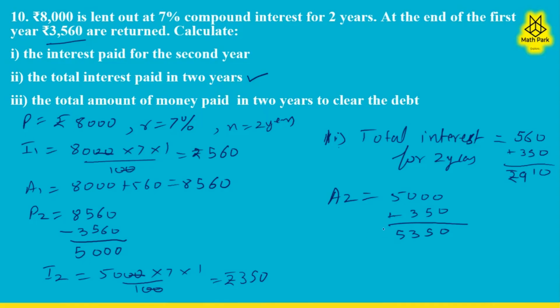And then he also pays 3560 more, he repays. So the total amount that he repays to clear the debt is 5 plus 6, 11, carry 1, 3 plus 1, 4 plus 5, 9, and 5 plus 3, 8. So the total amount he pays to clear the debt is rupees 8910. Rupees 8910. Got that?